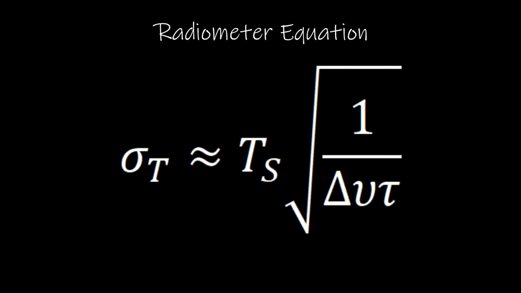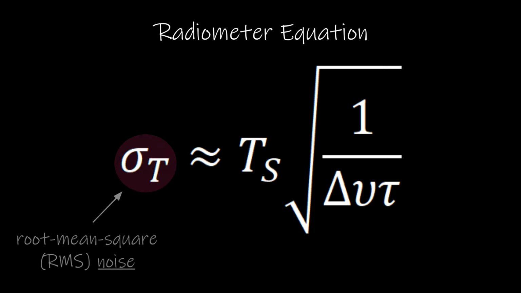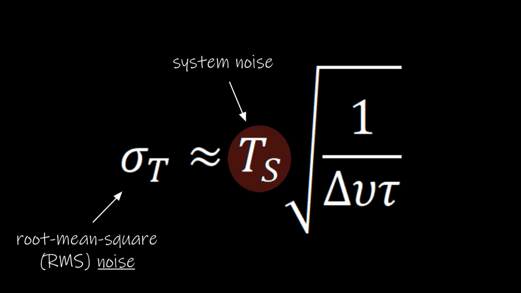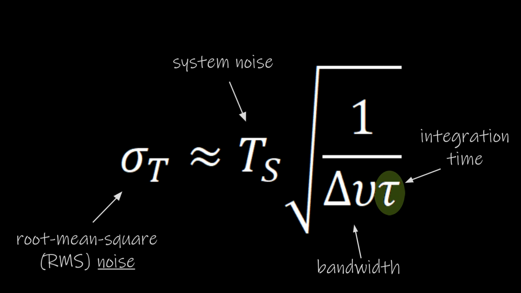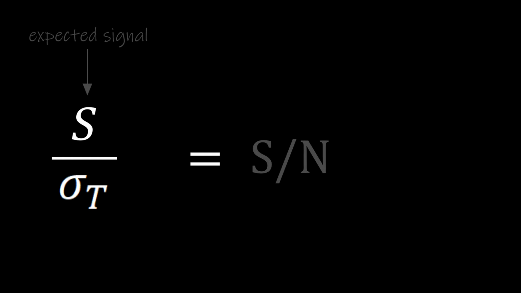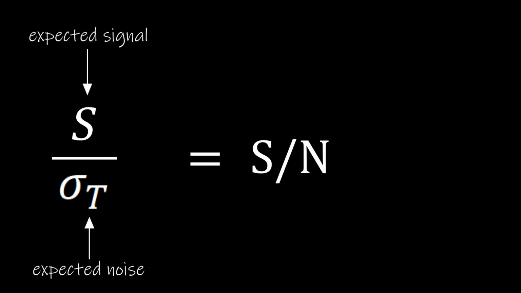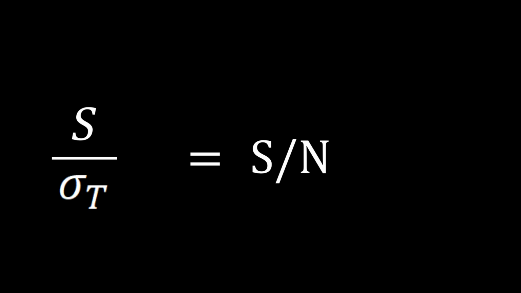Before we get into specific examples, let's briefly review the radiometer equation. The radiometer equation says that the noise level in an ALMA observation depends directly on the system noise of the telescope and inversely on the square root of the bandwidth times the integration time. When calculating the required time on source, you will first need to decide what signal-to-noise ratio you want. Remember, the signal-to-noise is just the expected intensity of your science target divided by the expected noise. Then calculate what sensitivity you need to achieve that ratio.